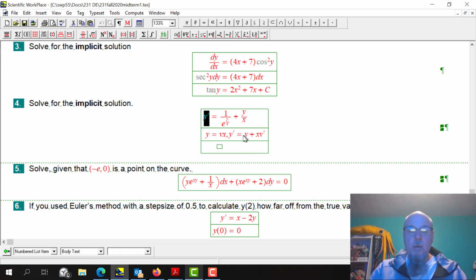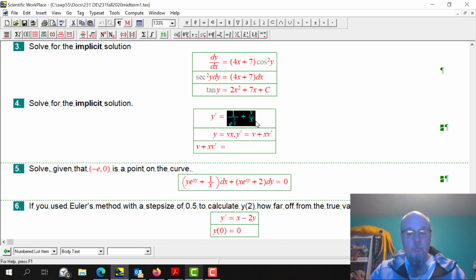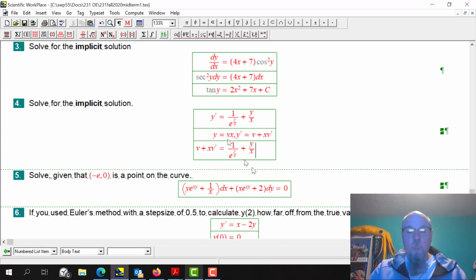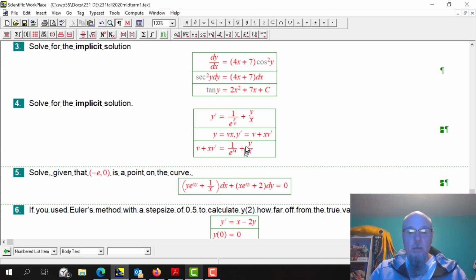In for y prime, I'm plugging this. I differentiated my substitution. That's going to be, everywhere there's a y, I'm putting a vx. So this is going to turn into a v, and this is going to turn into a v. Now, before I do anything, I know it's going to be separable. Oh, and this one's nice. The v's cancel off each side.